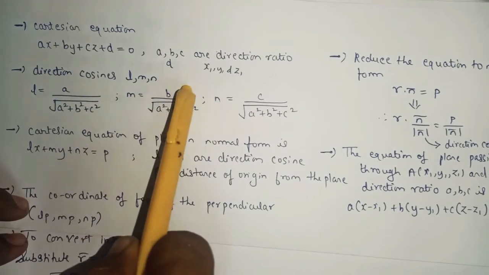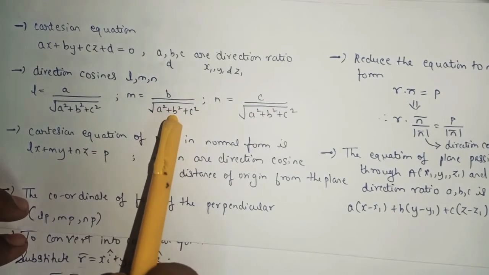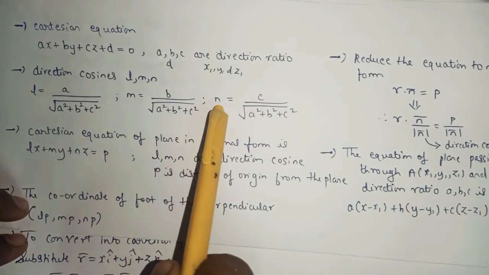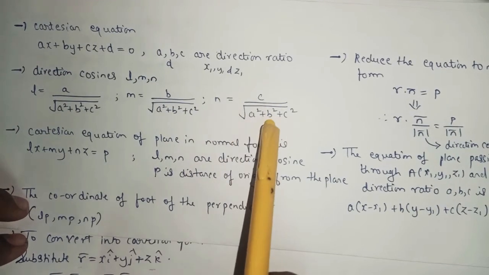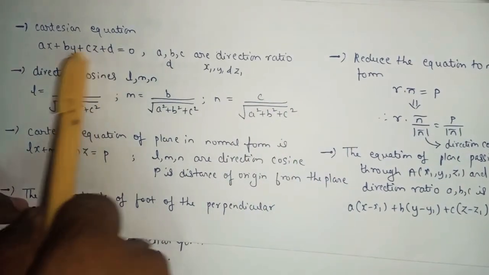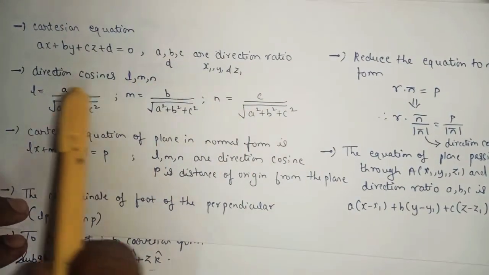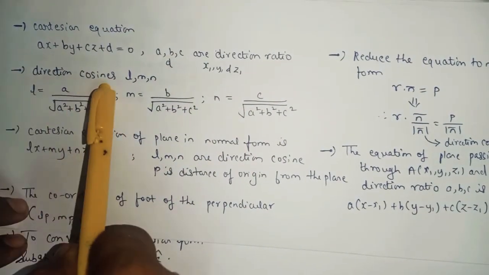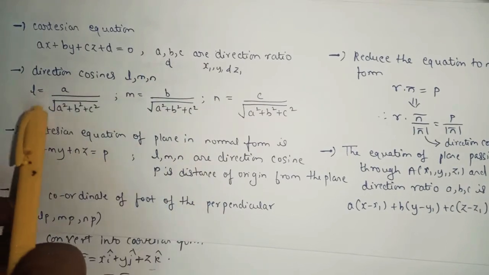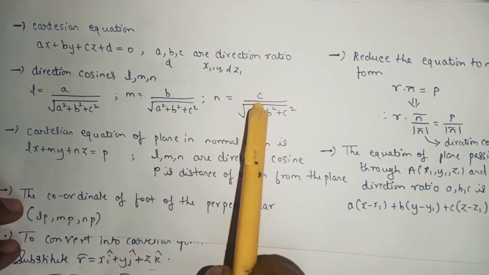To find m, you will write b upon square root of a square plus b square plus c square. To find n, you will write c upon square root of a square plus b square plus c square. So in this way you will find the answer of direction ratio, and direction cosine is what? l, m, n. So this is the formula to find direction cosine.